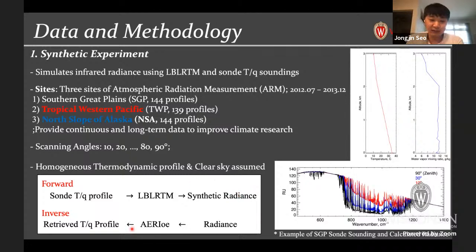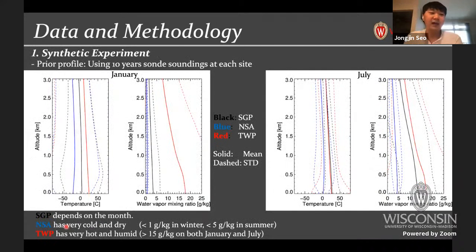And this shows the simple flow of forward and inverse. So for forward, we make the synthetic radiance using LBLRTM and sonde TQ profiles. And for inverse, we retrieve the TQ profiles using the retrieval algorithm and the radiance we made. And we made prior profiles using 10 years of sonde soundings at each site.